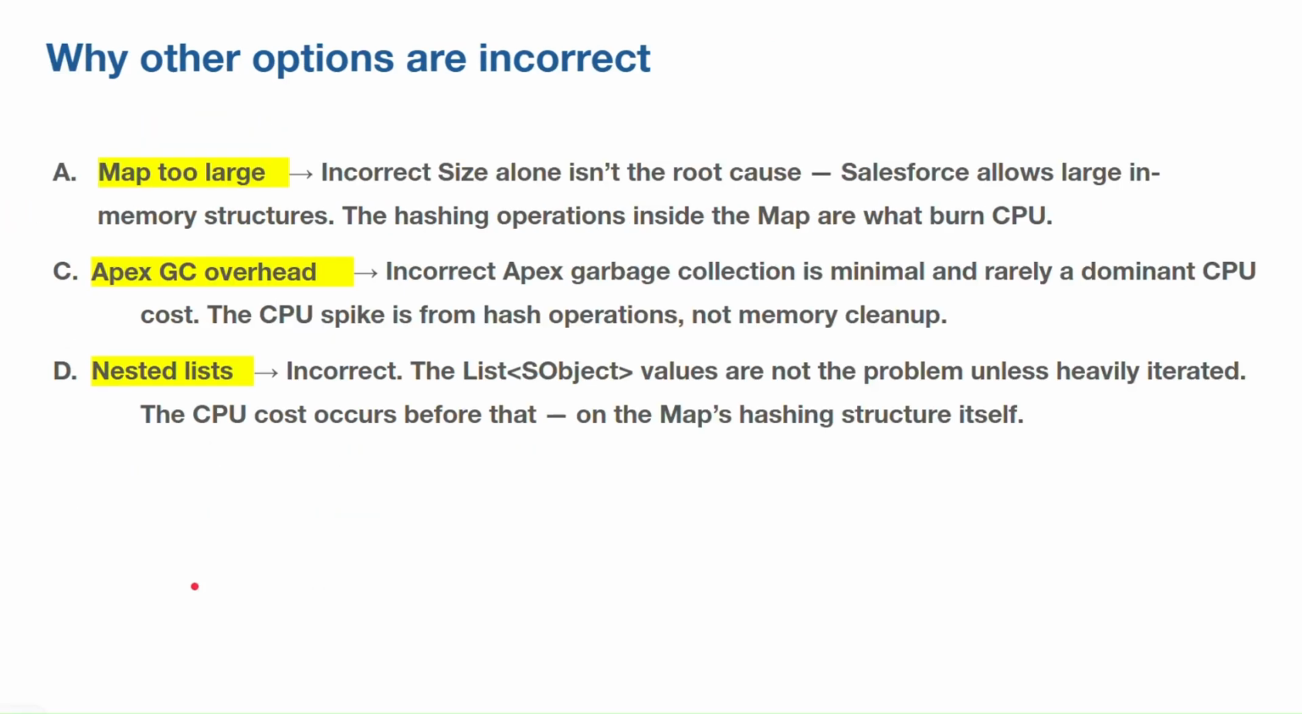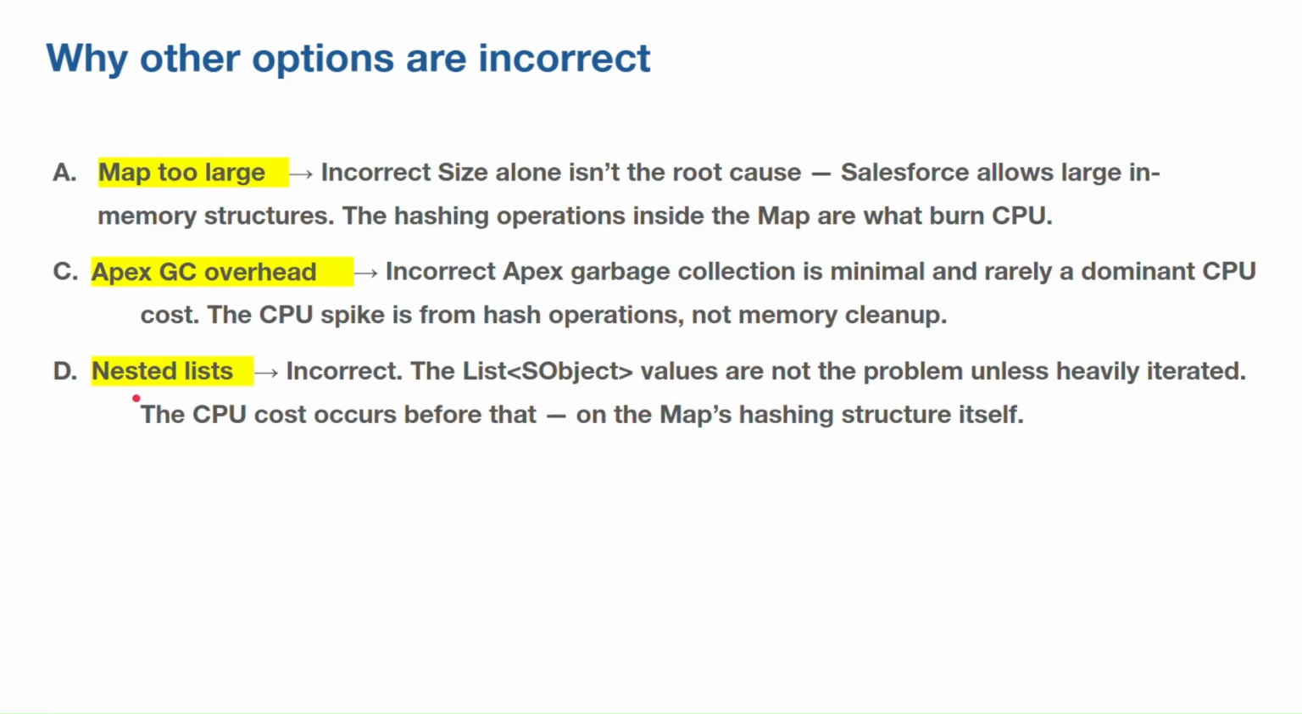If you want to understand why the other options are incorrect, as a developer you should be comfortable with all these terminologies, and they are not that complex. The first is map is too large. This option might sound correct, but technically this is not the exact reason. The exact reason is the hashing operation. Then the second incorrect option was Apex GC overhead. This is about garbage collection, and in Apex the garbage collection is very minimal and it doesn't contribute to dominant CPU cost.